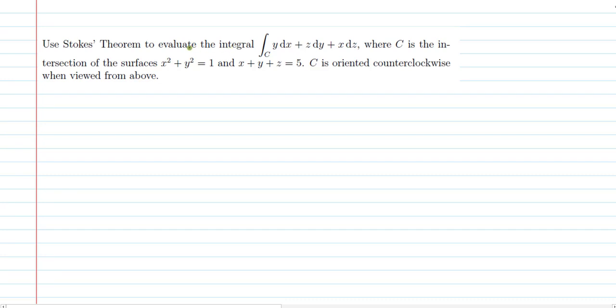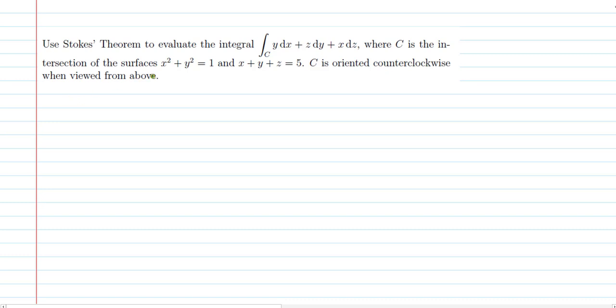So folks, in this problem we're asked to evaluate a given line integral, but we're asked to do so not directly, but by using Stokes' theorem. So our curve C, which is what we're taking the line integral around, is the intersection of these two surfaces right here, and we're told that C is oriented counterclockwise.